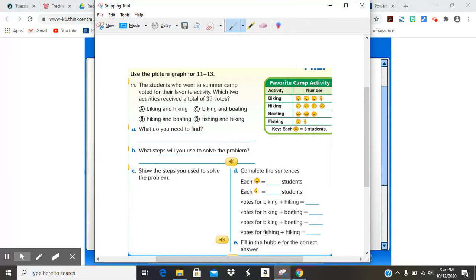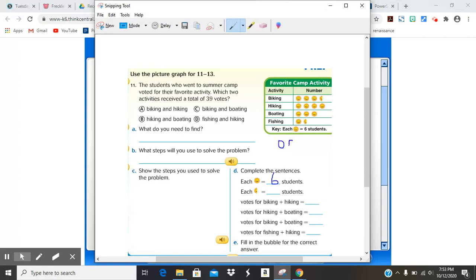Okay, so when I look here, I see that it says favorite camp activity. I see the activity and I see the number of students that chose that activity as their favorite camp activity. I see down here in my key that each one of those sunshines equals 6 students. So if I've got 6 students for a whole thing, I see real quick that I have a half of a sun.